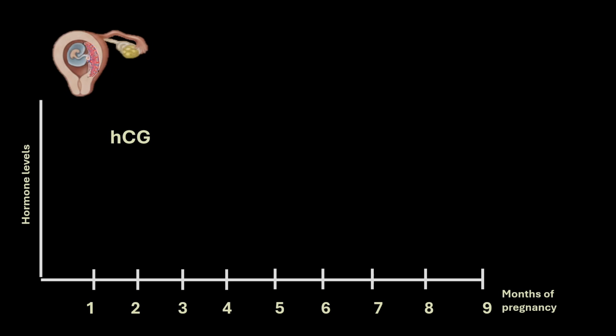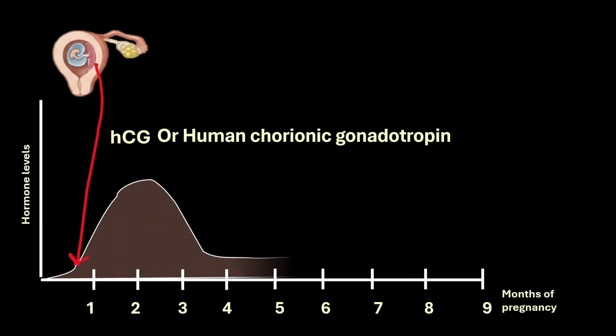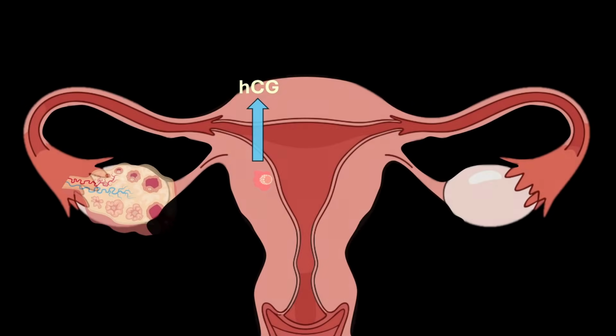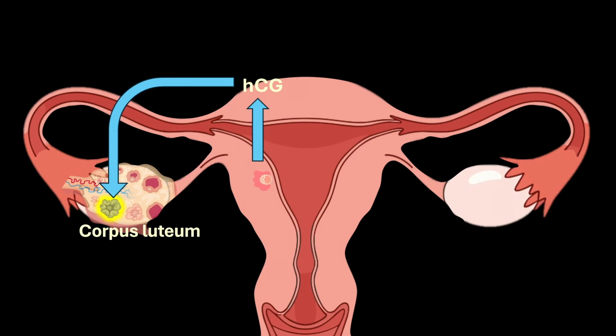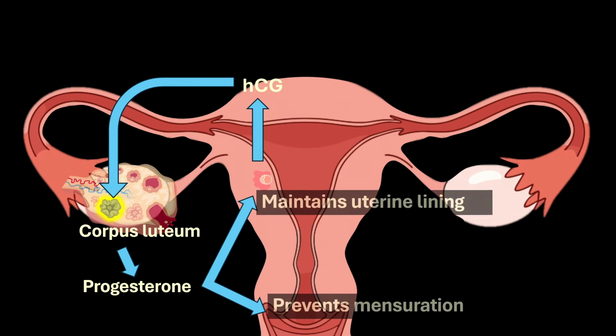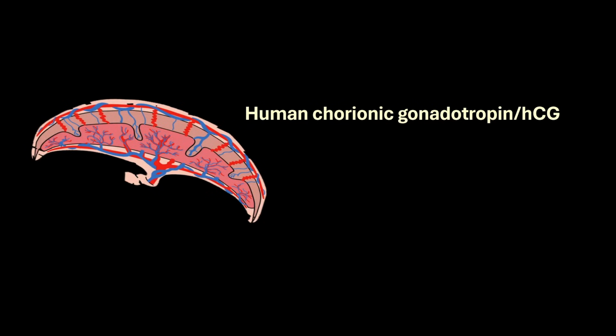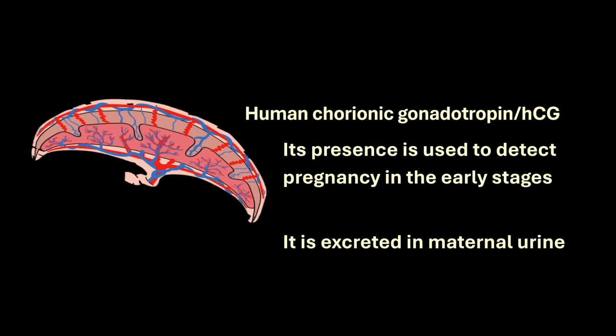Soon after implantation, the first hormone released by the placenta is human chorionic gonadotropin or HCG. This HCG acts on the corpus luteum in the ovary. This signal tells the corpus luteum to continue secreting the progesterone. This progesterone then maintains the uterine lining and prevents menstruation. HCG presence is used to detect the pregnancy in early stages as this hormone is excreted in the maternal urine.